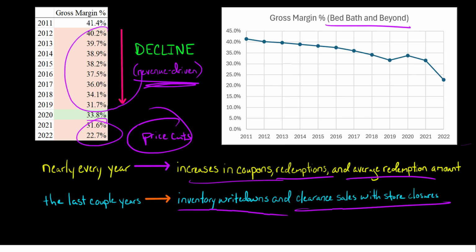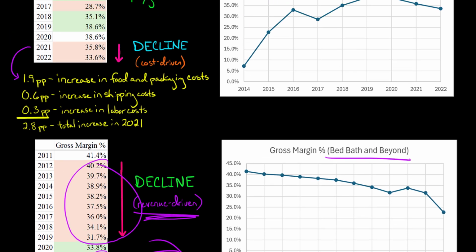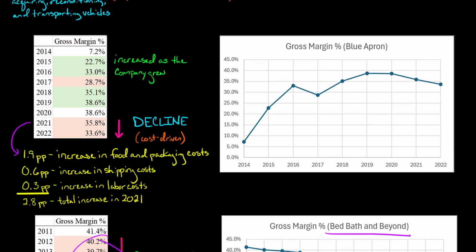But all these years here, it was talking in the MD&A about price cuts, and you can see that trend over time. You don't want to see that. This is a company in its decline phase, as I was talking about earlier. So that was the gross margin percentage for Bed Bath & Beyond.